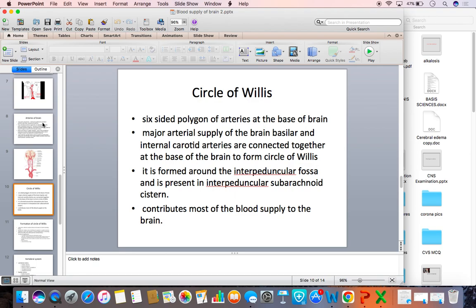That is, the major arteries of the brain, that is basilar and internal carotid arteries, are connected together at the base of the brain in the interpeduncular fossa to form the circle of Willis. This vascular structure lies in the interpeduncular subarachnoid system and contributes most part of the blood supply to the brain.